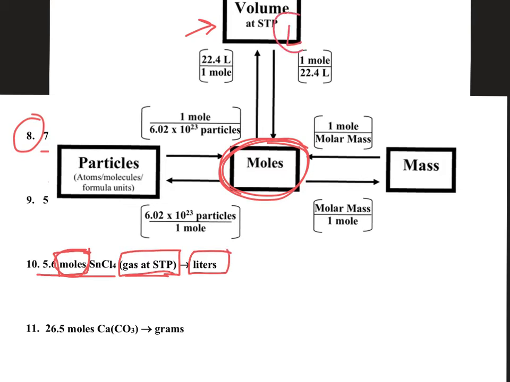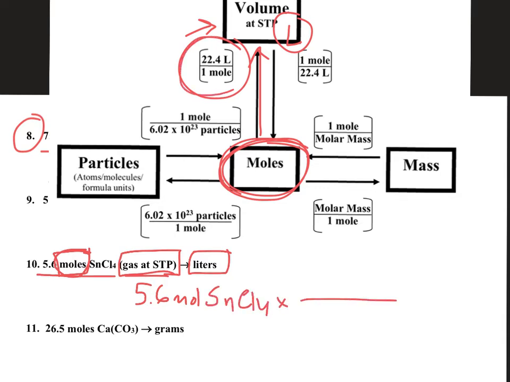And liters is volume. So that means you're going to start with moles and convert it to volume, which means you're going to use this conversion factor. So if we look at number 10, we started with 5.6 moles of a substance. So you always write down what you're given to start, and then use the conversion factor from the map. It says to put 22.4 liters on top and to put 1 mole on the bottom.